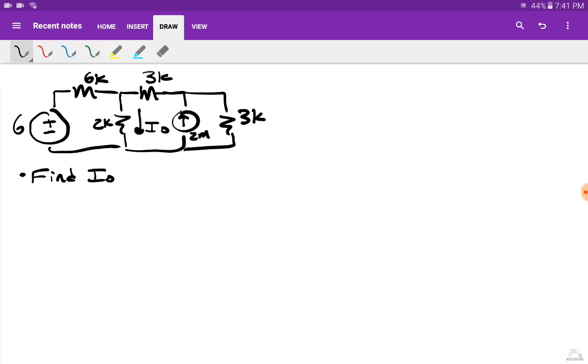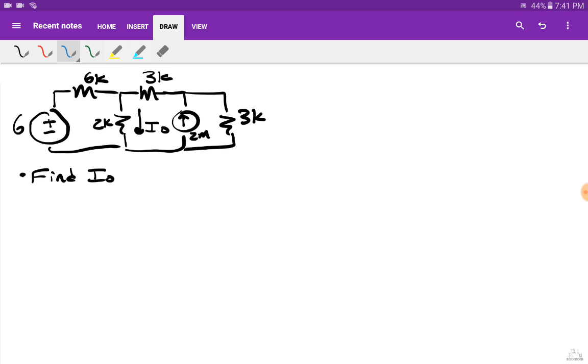After that, the first thing you should look for is a current divider or voltage divider. There are no current dividers or voltage dividers here. So after that, you just try to reduce the circuit. In terms of reduction, so far we only know resistor reduction and source transforms. Right now, none of these resistors seem to be reducible. None of them are in series or parallel with anything. But if you think about source transforms, you will be able to get some reduction happening.